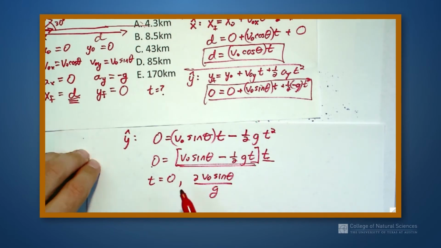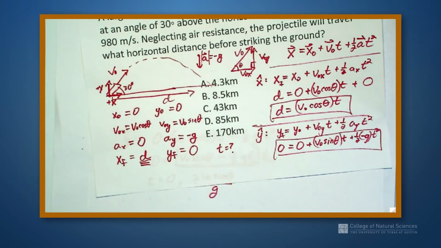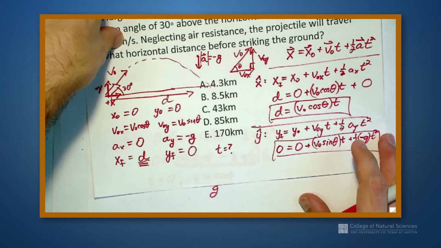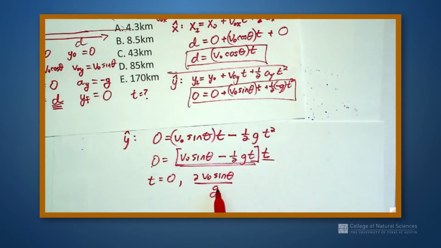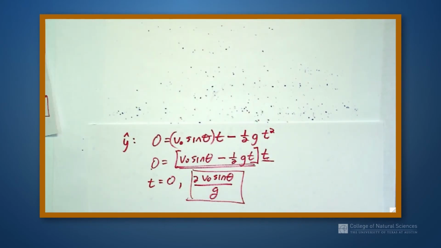Well, when time is equal to 0, we started at our 0 position. So that one's kind of the boring answer. We knew that one already. Mathematically, it works, which is good. But in terms of where it lands, we actually want the second one. So the one that we're going to be using is this second equation.